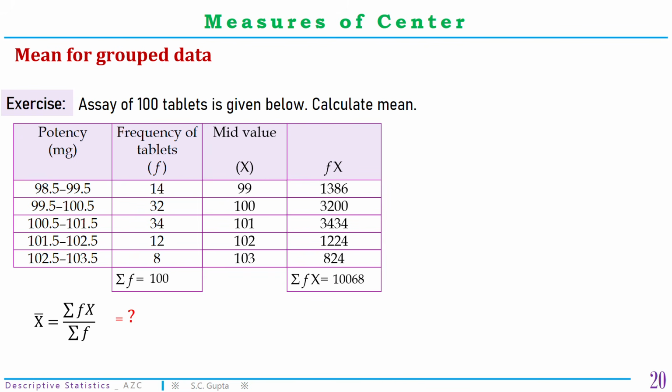Fx is obtained by multiplying the value of frequency of tablets with the mid-value, and then sigma fx, that is sum of fx, is obtained as 10068. Put the values of sigma fx and sigma f in the equation of mean. We get the answer, 100.7.